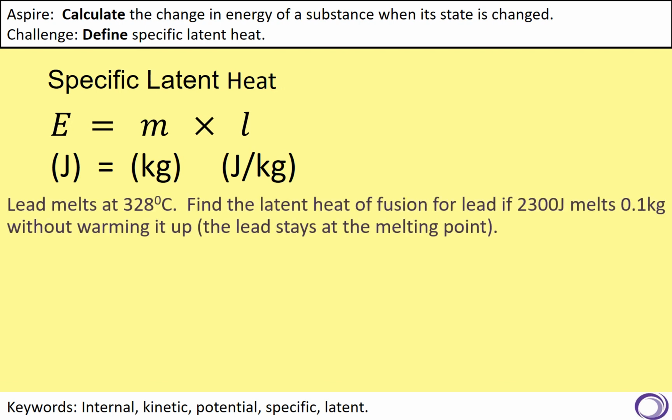Okay, so I'm going to let you have a go at this one. Lead melts at 328 degrees Celsius. I want you to find the latent heat of fusion for lead if 2,300 joules melts 0.1 kilograms and it stays at the same temperature, the same melting point. So I want the latent heat. You have the mass and you have the energy. You are going to have to rearrange the equation to work it out. Off you go.